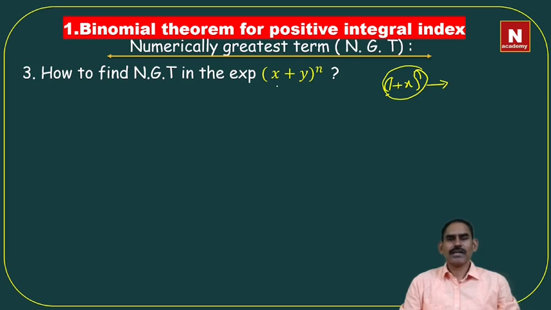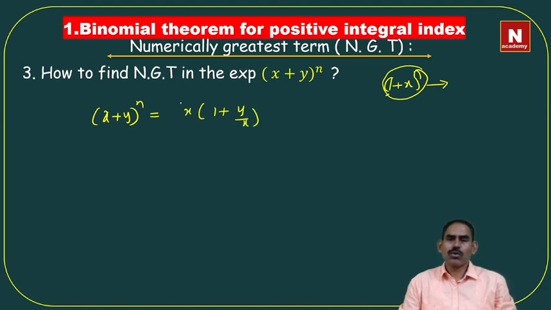But here the given expansion we can convert like this. (x plus y) whole power n. In this bracket write x as common. You have to make the first term unity. That's why by writing x as common this becomes (1 plus y by x) whole power n. This implies x power n into (1 plus y by x) whole power n.